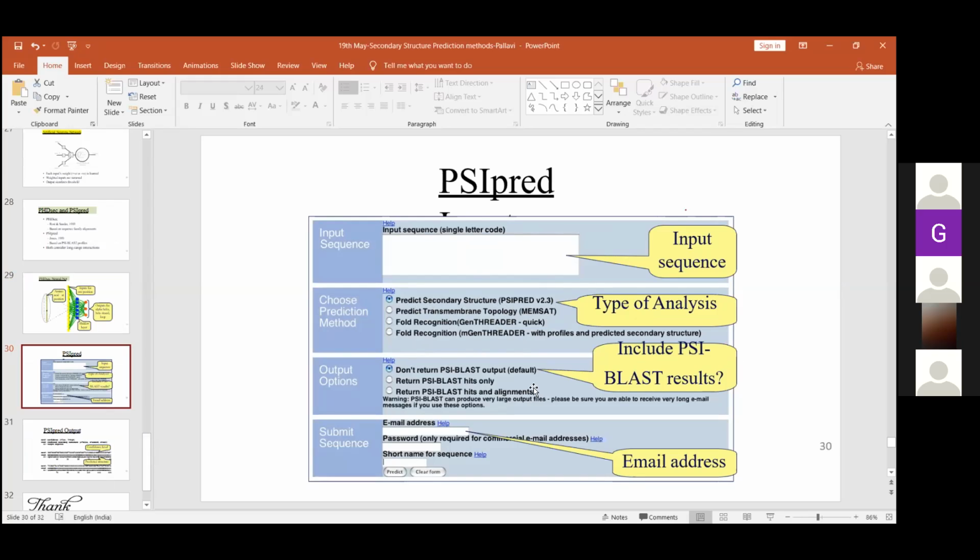And in output, you select what you want to get, whether you want a simple BLAST output or you want to get distant homologs. There you have to select return PSI-BLAST hits only. And it's optional. You can give your email address if you want to get the outputs by email. So this is how the user interface of Cypred looks.